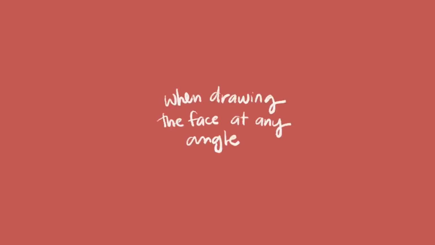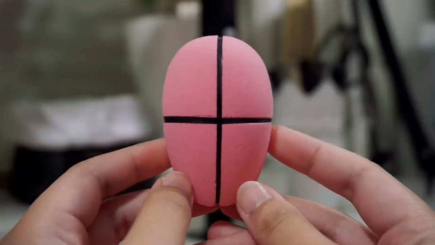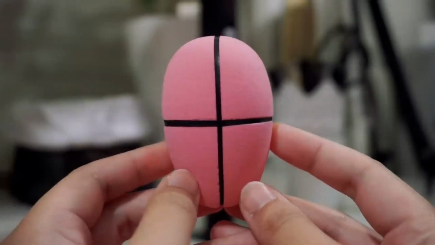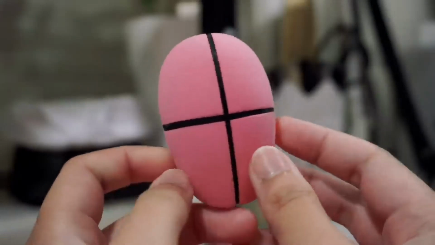that I think can also be applied to drawing the different facial features such as the eyes, the nose, and the mouth. And in order to understand that rule, we have to note a few things. Number one, the head is 3-dimensional. And I've taken this makeup sponge that looks like a head to show my example. I've marked 2 lines, one vertical and one horizontal.